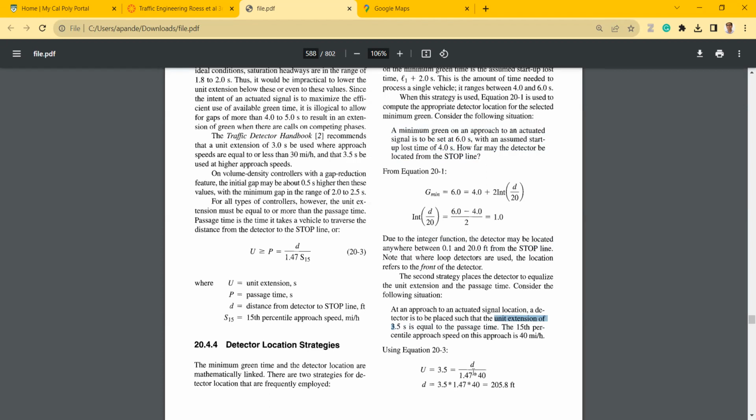So 3.5 seconds equals D over 1.47 times 40. So the 15th percentile speed is 40. So you could solve for that. So you could place the detector at 205.8 feet.